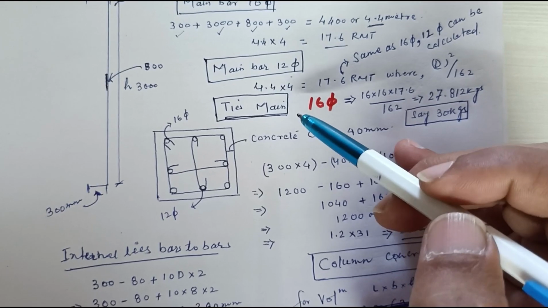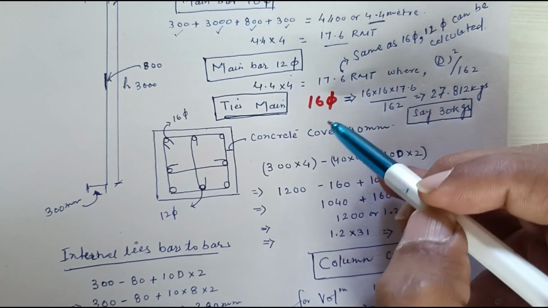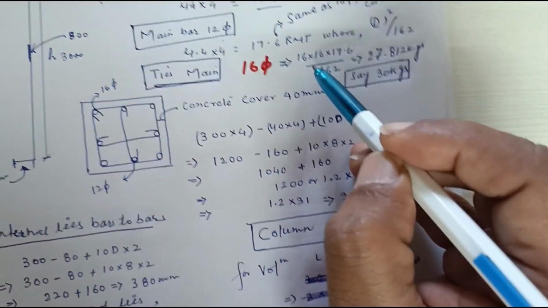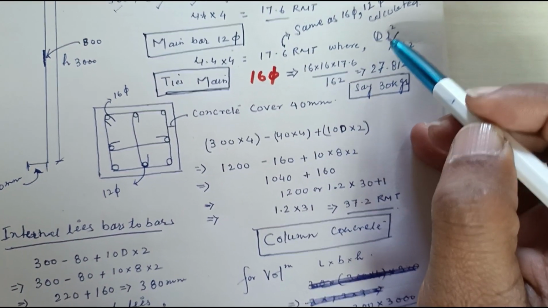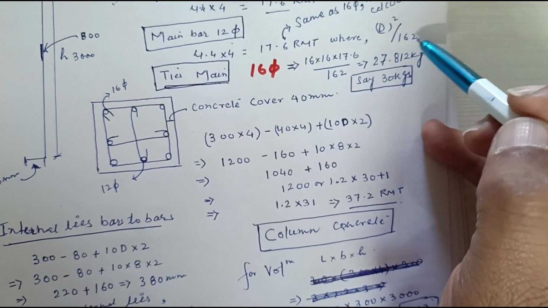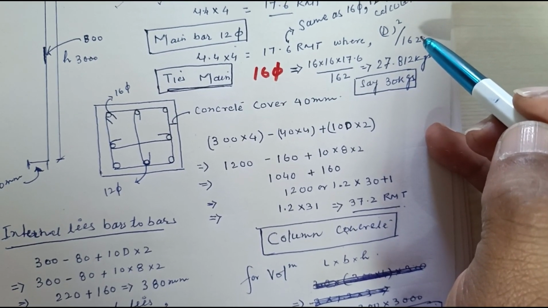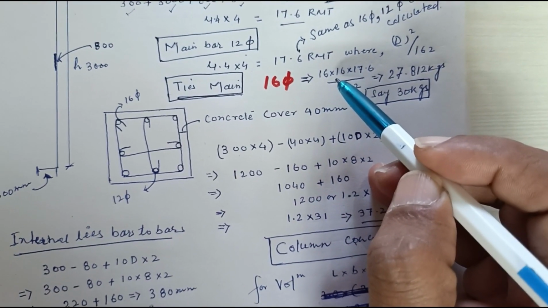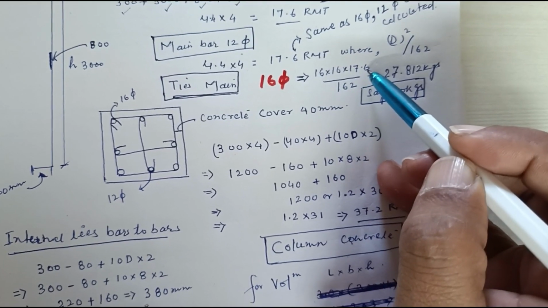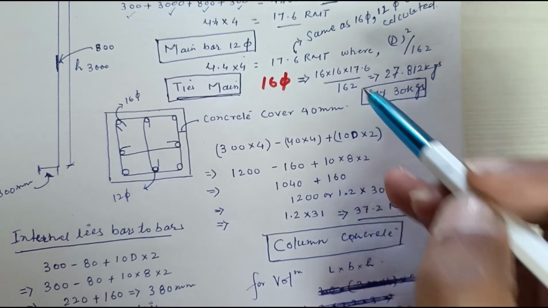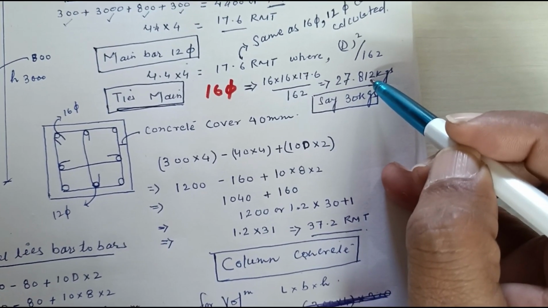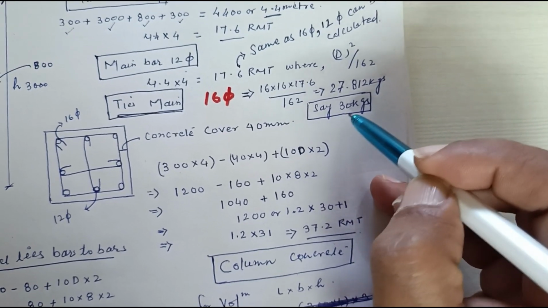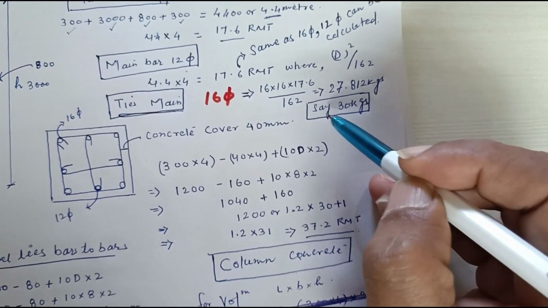Same should be for 12 mm because all bars are going on together. Now how to calculate? As we know, dia square divided by 162 gives the weight per meter length of the reinforcement. This is 16 into 16 into 17.6, divided by 162. How much you have got? 27.812 kgs. Let's say add wastage also, 30 kgs.